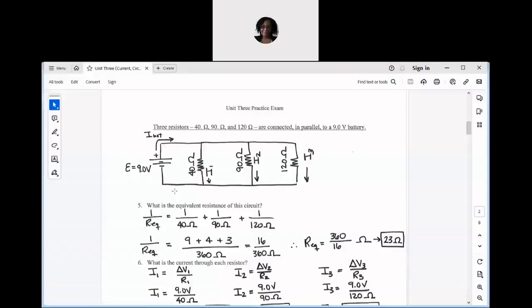I have a group of resistors. I can figure out what REQ is for this entire circuit. And probably most importantly, this isn't complex. There aren't parts of this circuit that are wired in series and other parts that are in parallel. It's just all parallel. So this is what that circuit would look like.